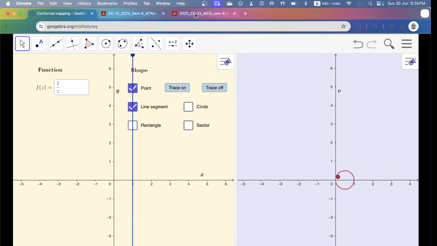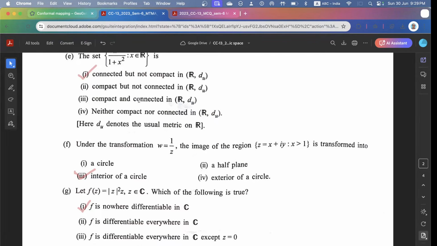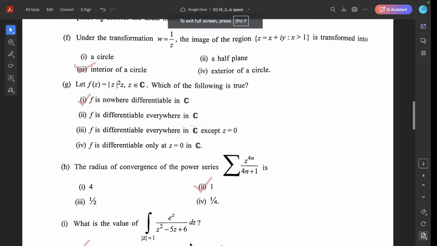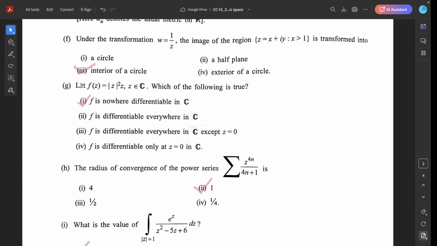Next question. Let f of z equal to mod z square into z, z belongs to the set of complex numbers. Which of the following is true? Correct option is 1. f is nowhere differentiable in C.